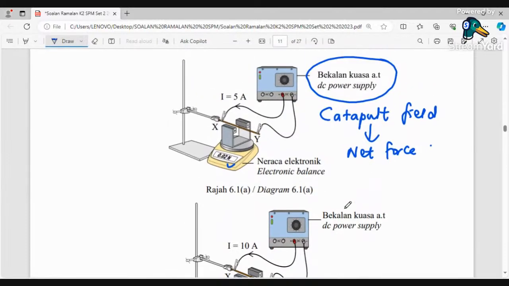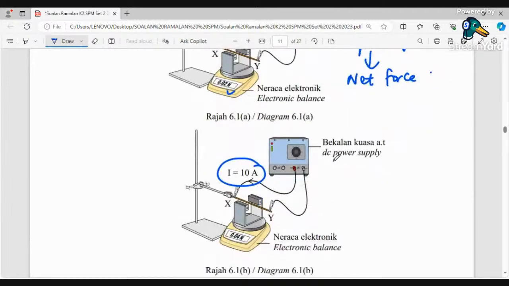Okay, ini 5 ampere, ini 10 ampere. Means current increases now. You look at the reading, 0.02 becomes 0.04. So current increases, reading on the electronic balance increases, means force increases. Okay, current increases, force increases. So the force produced for this one is greater than this one. Okay.